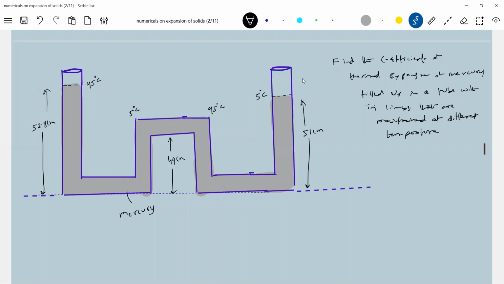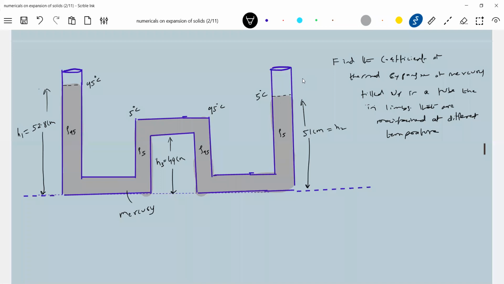Okay, see now. Look at the mercury here. What is the density of mercury at 95 degrees? What is the density of mercury at 5 degrees? Can you remember yesterday? The density of liquid varies with temperature. Can you remember that particular thing? So here is what I just brought, a formula now. Let me call this H1, this height, H2, this height, and let this be H3. How to calculate the coefficient of thermal expansion of mercury filled up in a tube, in different limbs?